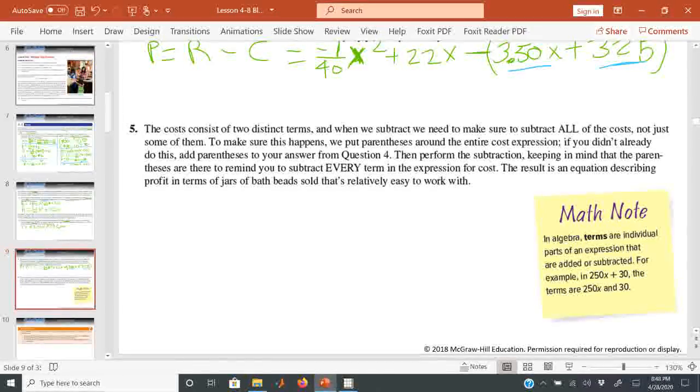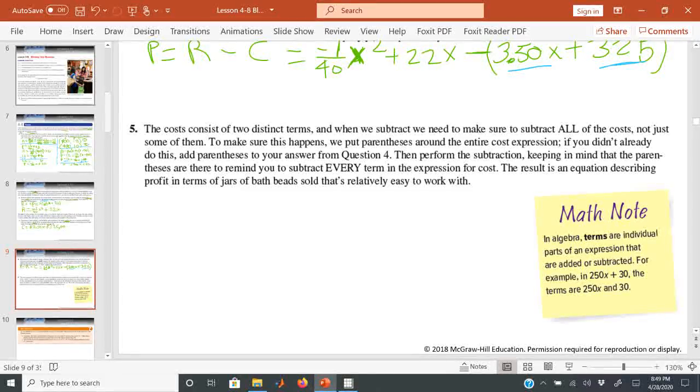When we subtract, we need to make sure to subtract all of the costs, not just some of them. To make sure this happens, we put parentheses around the entire cost expression. And you'll notice they have anticipated a lot of people not doing that, so they say, if you didn't already do this, add parentheses to your answer from question 4. Then perform the subtraction, keeping in mind that the parentheses are there to remind you to subtract every term in your expression for cost.